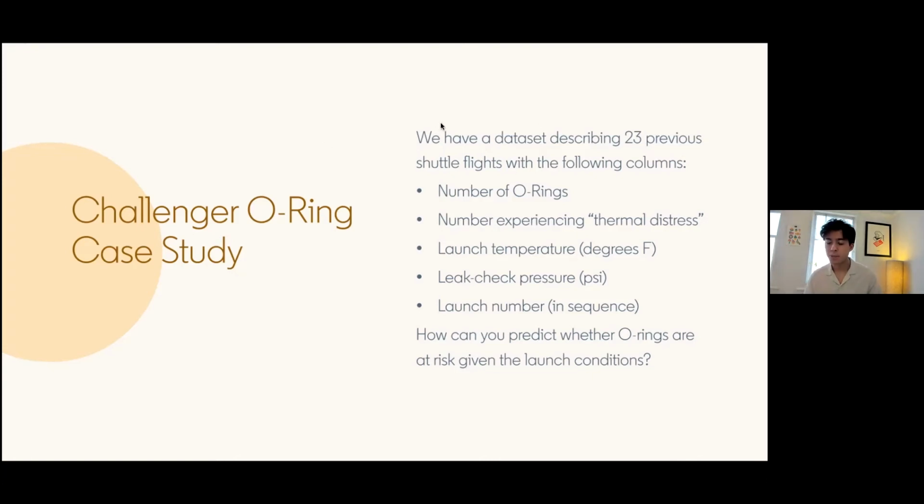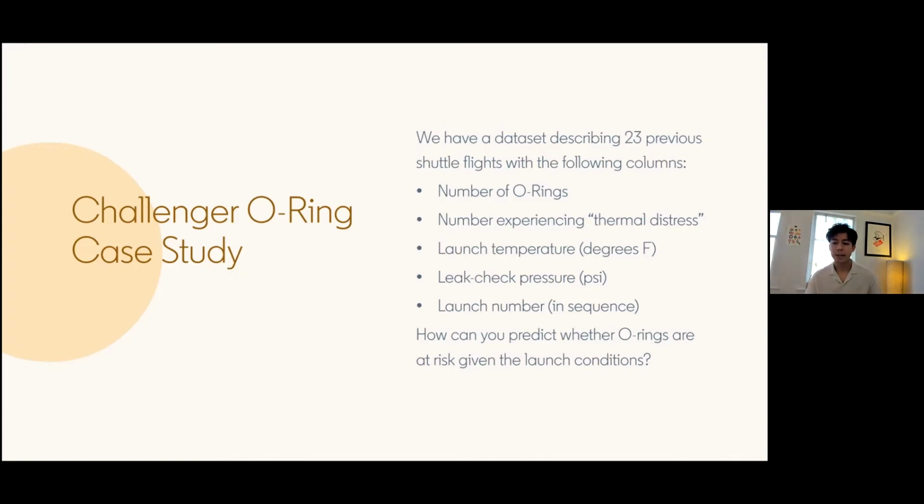To be a little bit more precise here, suppose we have a data set describing 23 previous shuttle flights, and this data set has the following columns in it: the number of O-rings, the number of those O-rings that experienced thermal distress, the launch temperatures in degrees Fahrenheit, the leak check pressure in pounds per square inch, and the launch number, which increments in sequence. So given this data set, how can we predict whether O-rings are at risk given the launch conditions? This is the task, right? This is the scenario that an interviewer might pose to you.